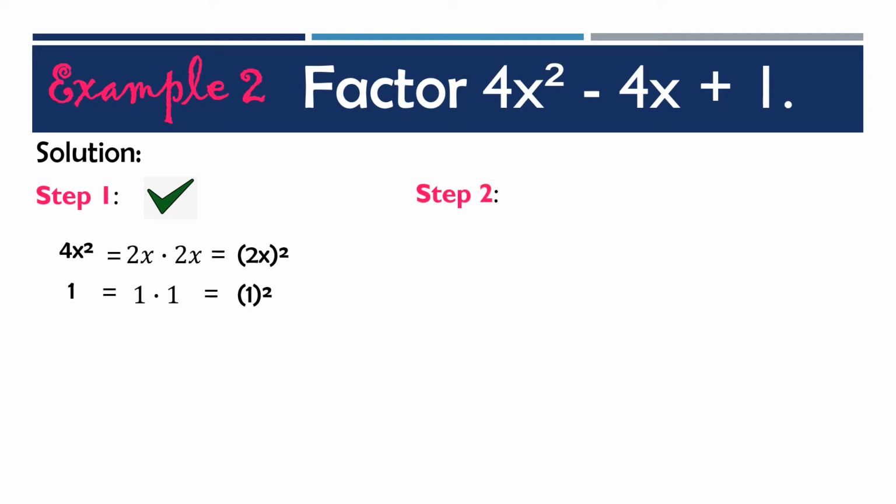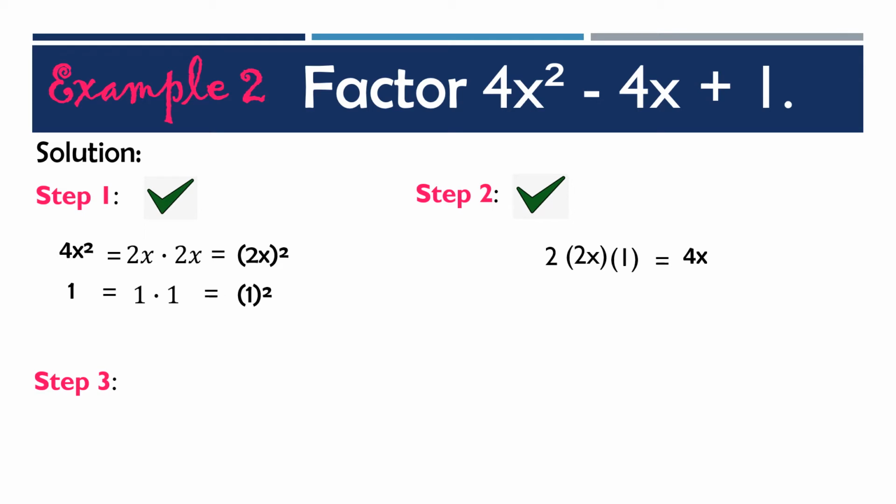Step 2. Identify if the middle term is twice the product of the square root of the first and the last terms. Let's check. 2 times the square root of 4x squared, which is 2x, times the square root of 1, which is 1, is equal to 4x. Is this the same middle term in the given expression? That's right.